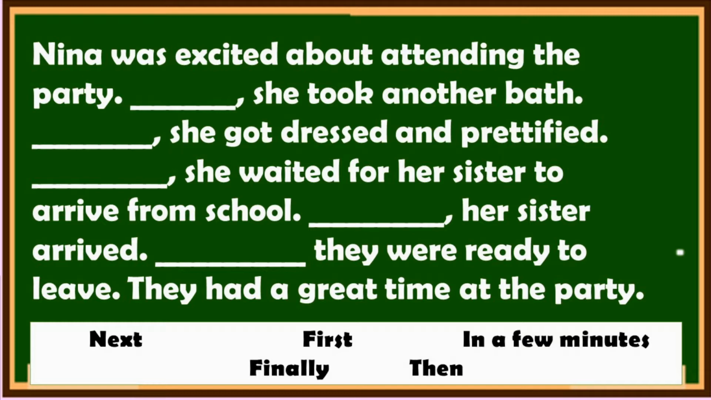Let's read the paragraph. Nina was excited about attending the party. Blank, she took another bath. Blank, she got dressed and prettified. Blank, she waited for her sister to arrive from school. Blank, her sister arrived. Blank, they were ready to leave. They had a great time at the party.